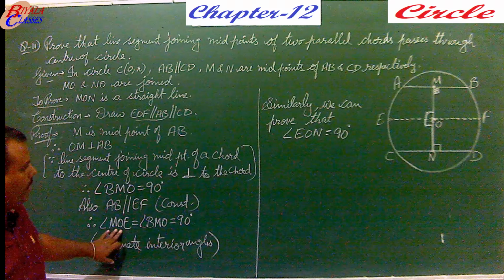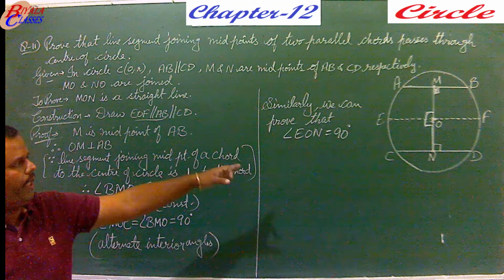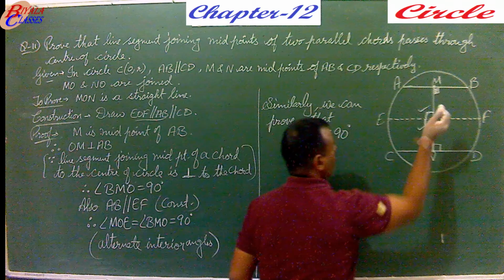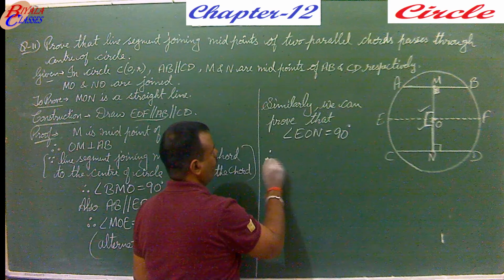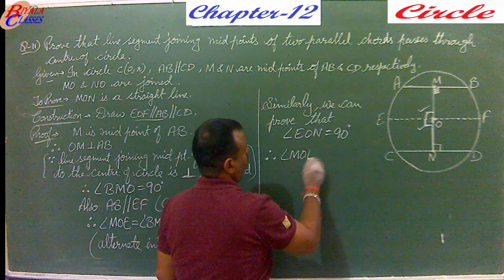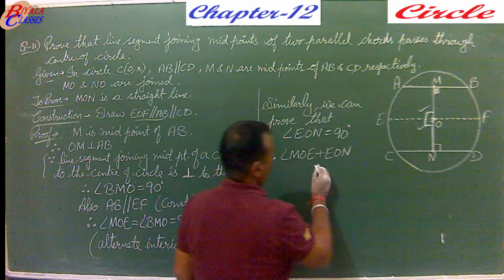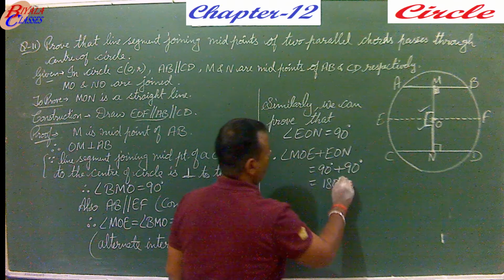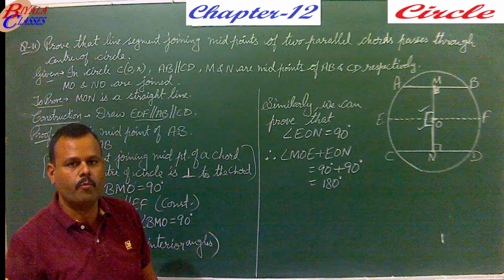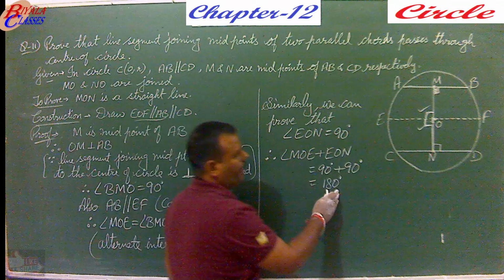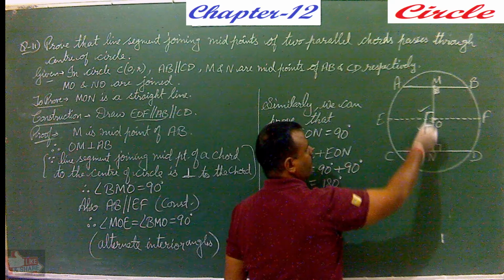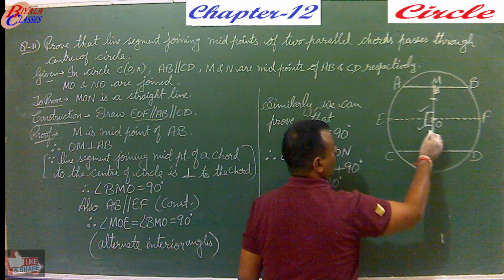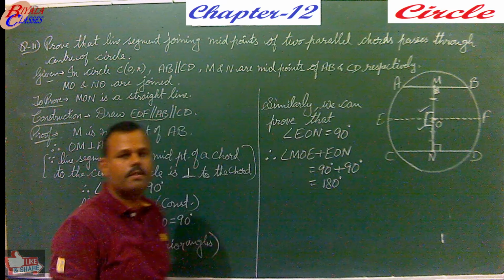So here we have angle MOE as 90 degrees, and here we have angle EON as 90 degrees. So what about their sum? Therefore, angle MOE plus angle EON equals 90 plus 90, that is 180 degrees. The sum of these two angles is 180 degrees. So if two adjacent angles form 180 degrees, then the non-common arms will form a straight line.